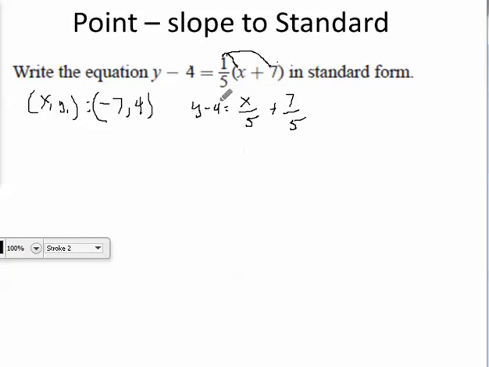Okay? Well, I want to get this 4 out of here. And I also want to get rid of these 5s down here. I know what I'm going to do. I'm going to multiply this whole thing here by 5 using the multiplication properties that I know I can do. And I'll multiply this side by 5 as well. That'll get rid of those 5s, and I'll be left with 5y minus 20 is equal to x plus 7.